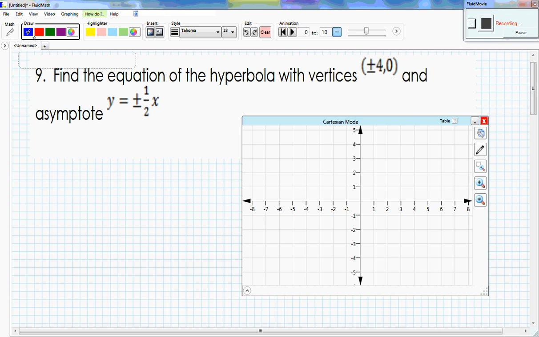Okay, so number 9 says, find the equation of the hyperbola with vertices at plus or minus 4, 0, and an asymptote at y equals plus or minus 1/2 x. Okay, so I would start by putting all the information you know onto the graph.